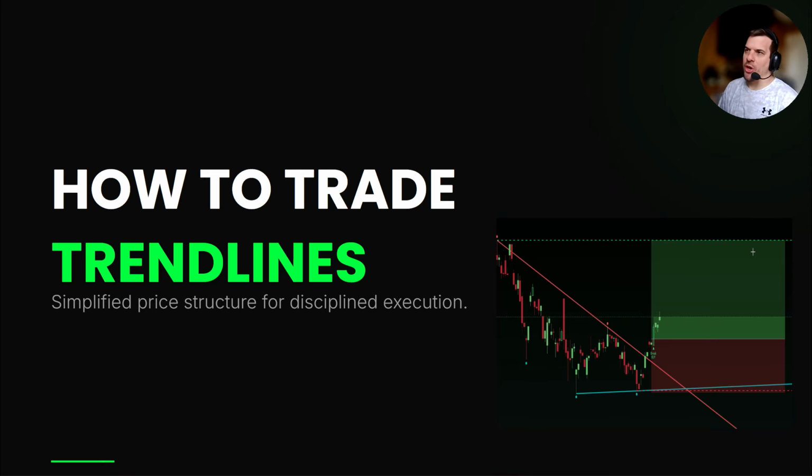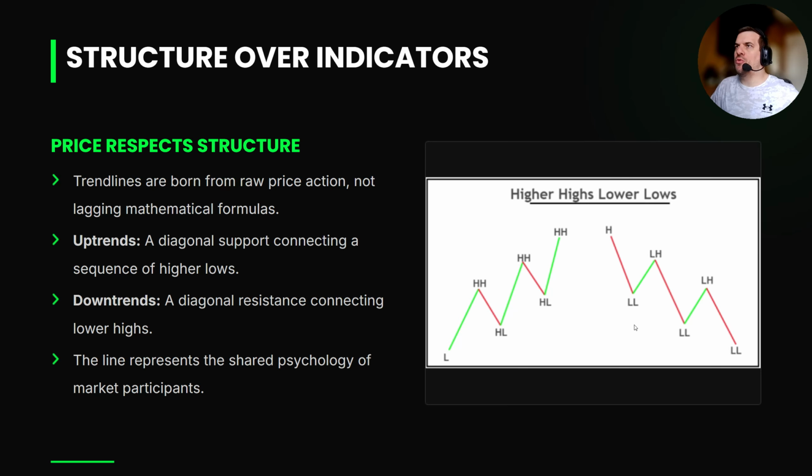So let's go ahead and start with how to trade trend lines. This is going to be a full guide on exactly how to do this. The first thing we're going to cover is the structure over indicators. Trend lines are born from raw price action on the chart, not lagging mathematical formulas. A lot of the times, whether it's MACDs or RSIs or whatever it is on the charts, a lot of these indicators lag behind.